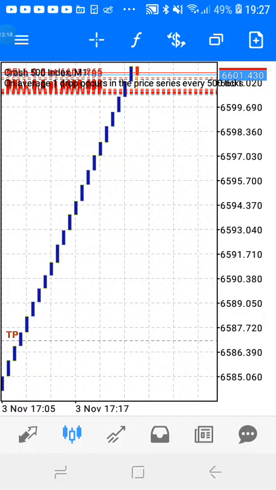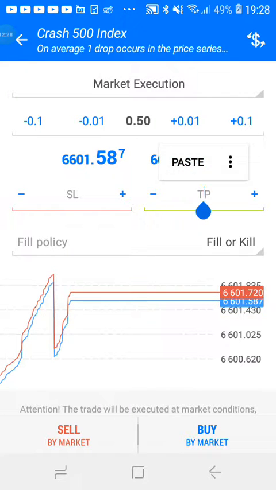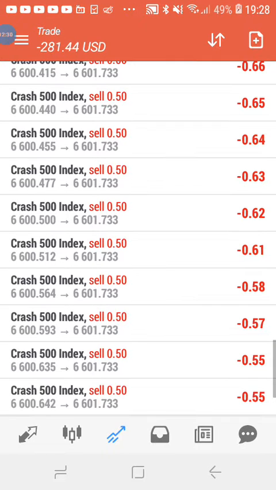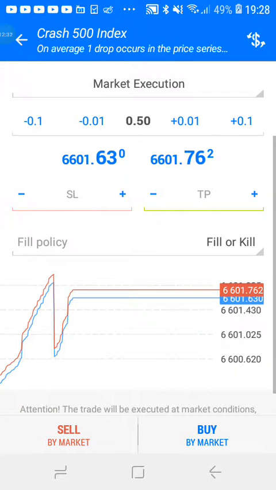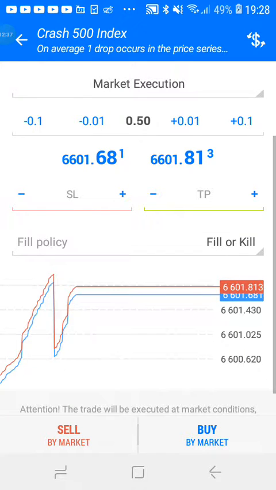So with crash 500, you can see that it crashed, but the crash wasn't good enough. So let us add other trades, because I know that it's gonna fall, as we've analyzed it together.